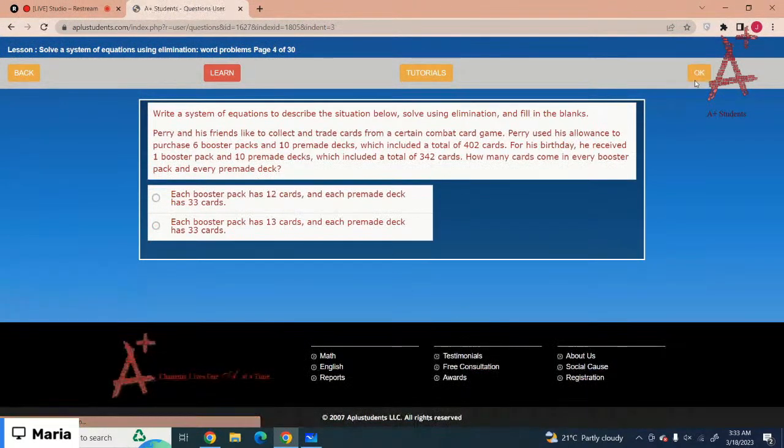Got it? Okay, the next question is: Perry and his friends like to collect and trade cards for a certain card game. Perry used his allowance to purchase 6 booster packs and 10 pre-made decks, which include a total of 402 cards. For his birthday, he received 1 booster pack and 10 pre-made decks, which include 342 cards. How many cards come in every booster pack and every pre-made deck? So the first equation is 6x plus 10y equals 402.